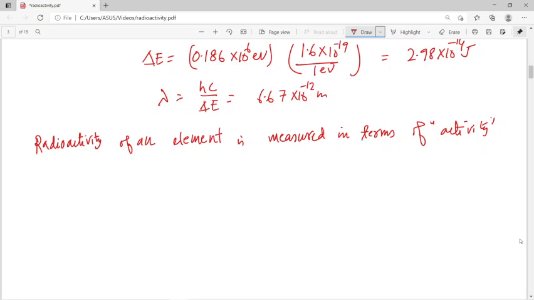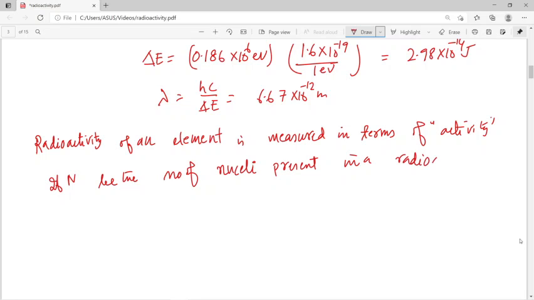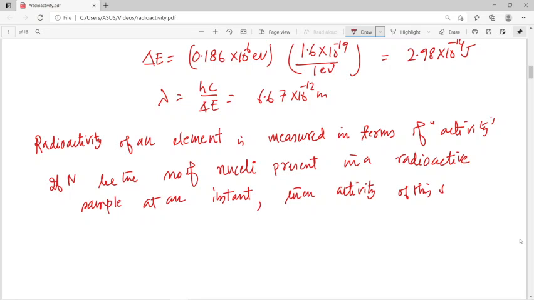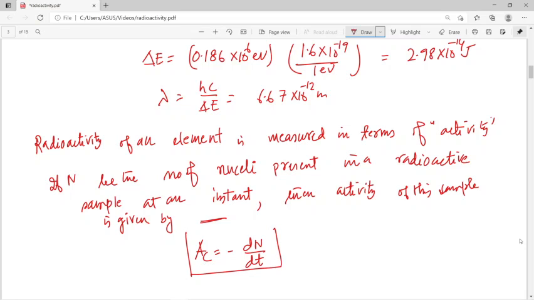I am not going into details, but we know that if capital N is the number of nuclei present in a radioactive sample at an instant, then the activity of this sample is given by A equals minus dN with respect to dt.